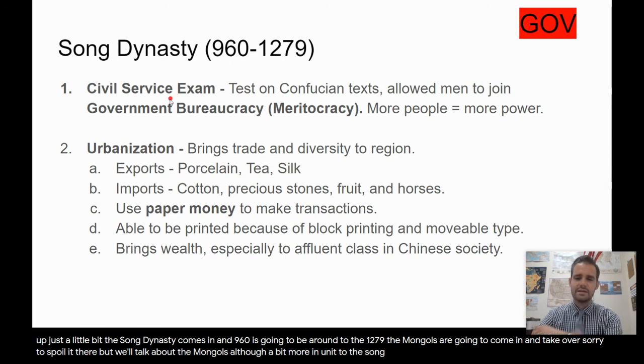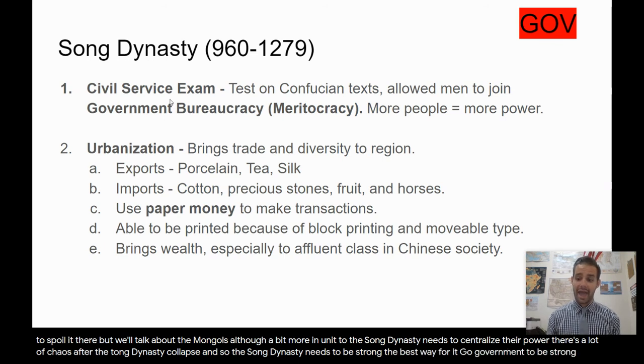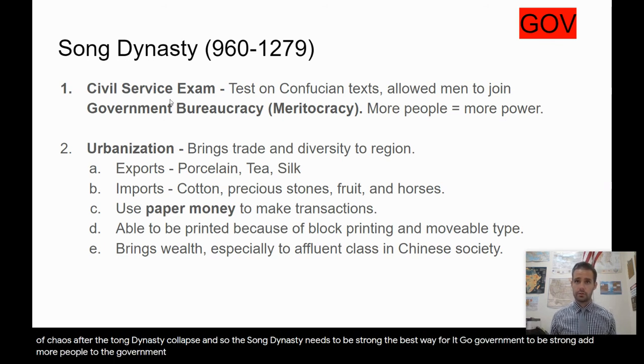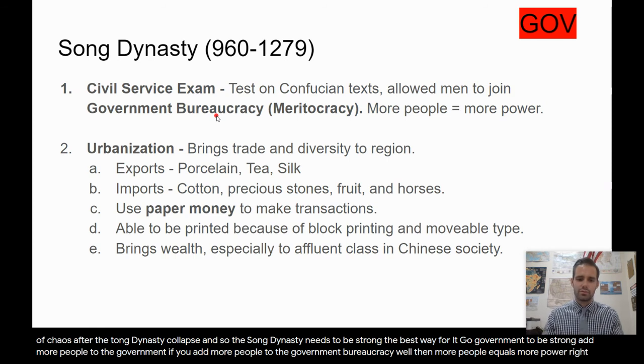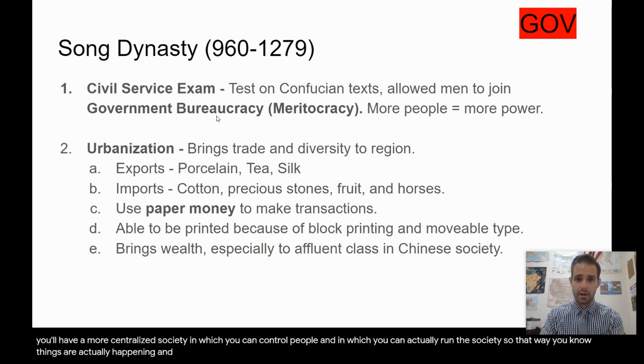The Song Dynasty needs to centralize their power. There's a lot of chaos after the Tang Dynasty collapsed, and so the Song Dynasty needs to be strong. The best way for a government to be strong: add more people to the government. If you add more people to the government bureaucracy, well, then more people equals more power, right? So you have a more centralized society in which you can control people and in which you can actually run the society. That way, things are actually happening and things are being produced and trade is occurring.